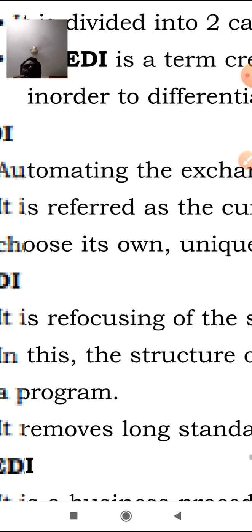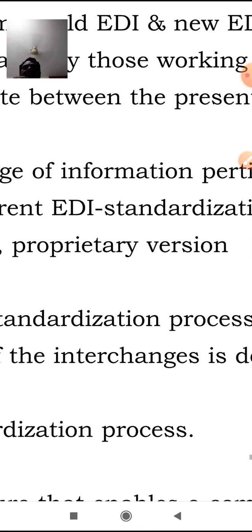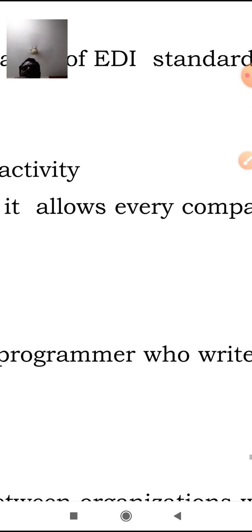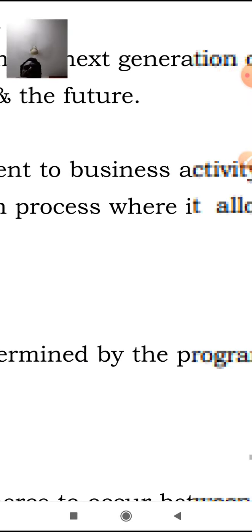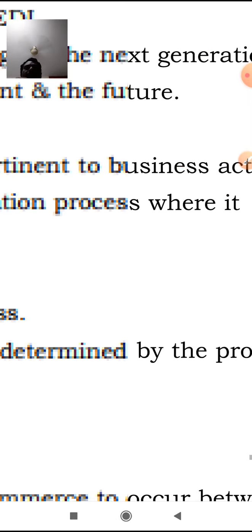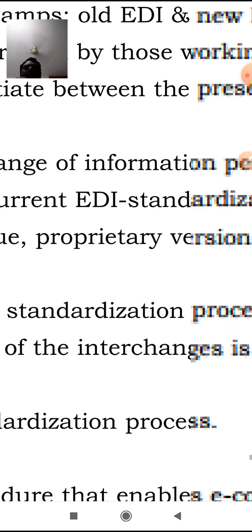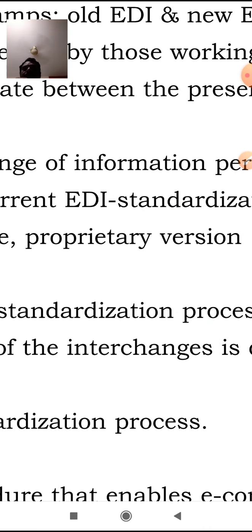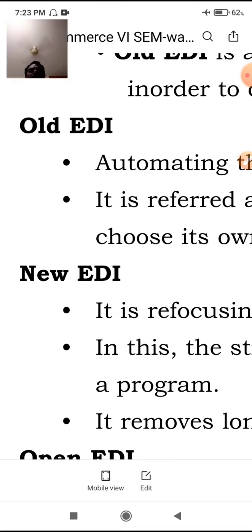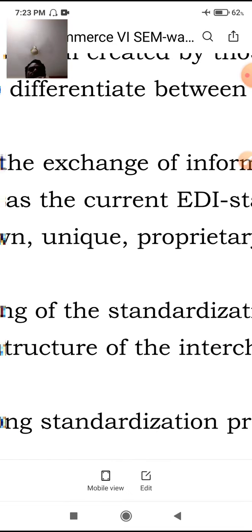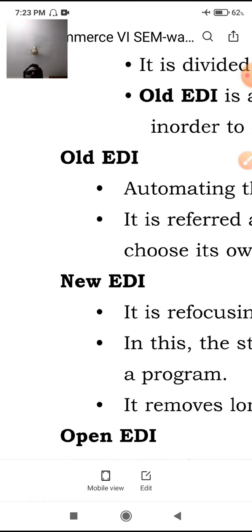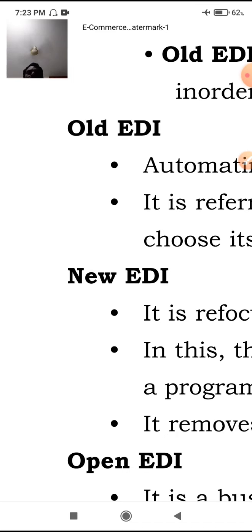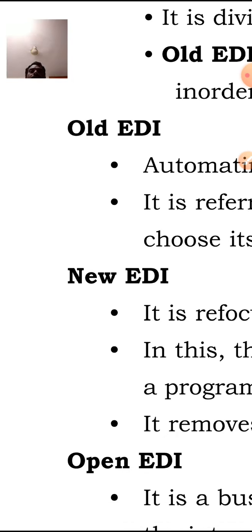So old EDI automates the exchange of information pertaining to business activities. It is referred to as the current EDI standardization process, where every company is allowed to choose its own unique and proprietary versions. In the old EDI, the information is chosen in its own unique manner, so that information will be transferred from one department to another department in the business organization.